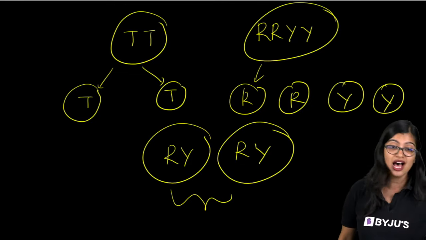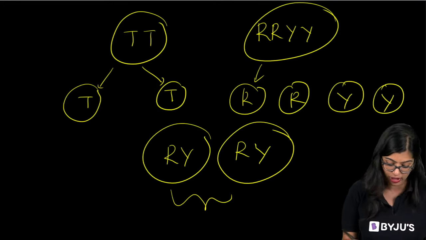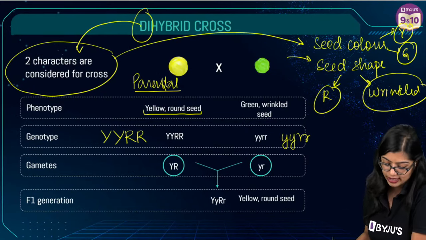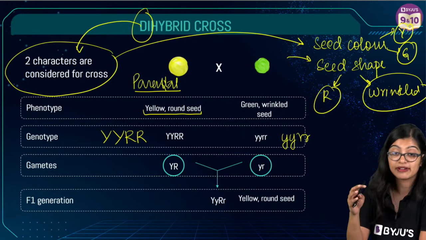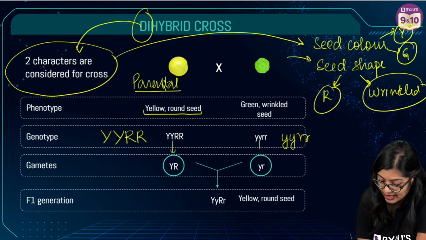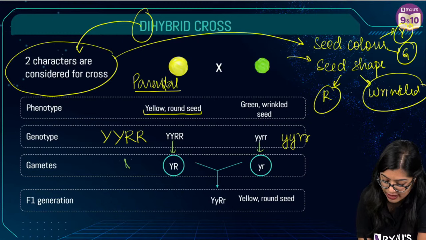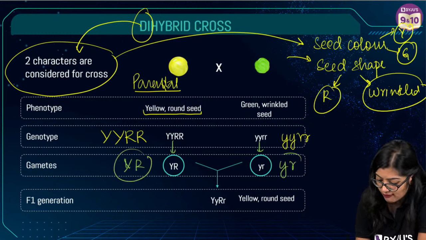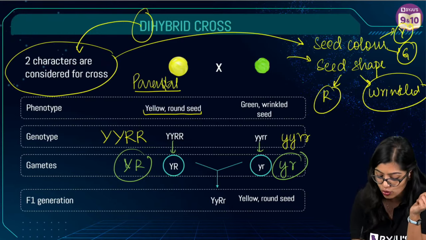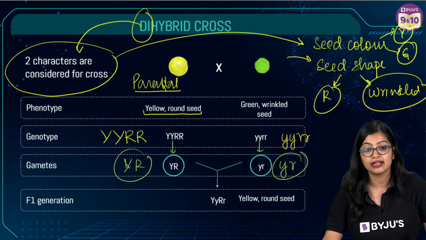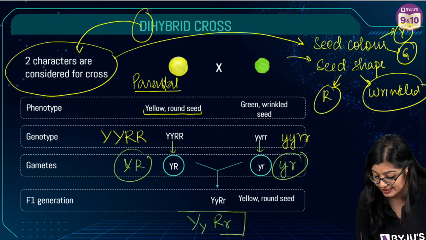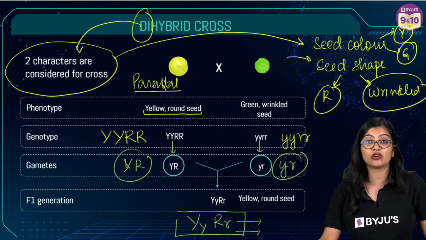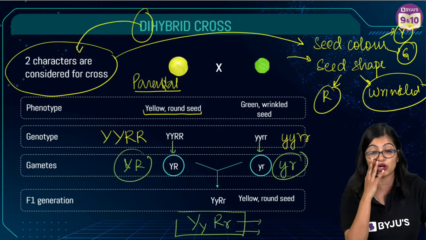So for those of you who have just joined the class, I have finished two laws of Mendel, moving on to my third law, okay? Now stay focused. So when you are doing the genetic material and writing the gametes, you need to write the gametes in this manner. So one of your gametes will have capital Y, capital R. Another one will have small y, small r. Which is why in the F1 generation, if you cross it, you will get capital Y, small y, capital R, small r.